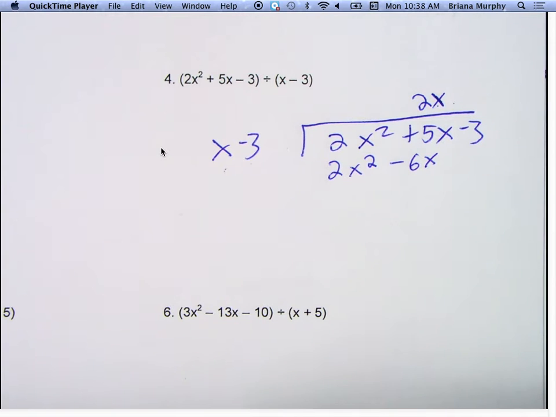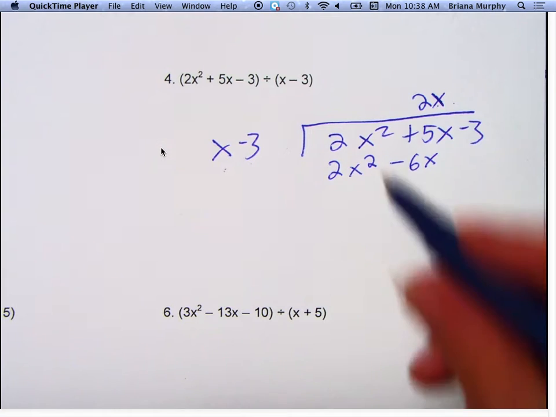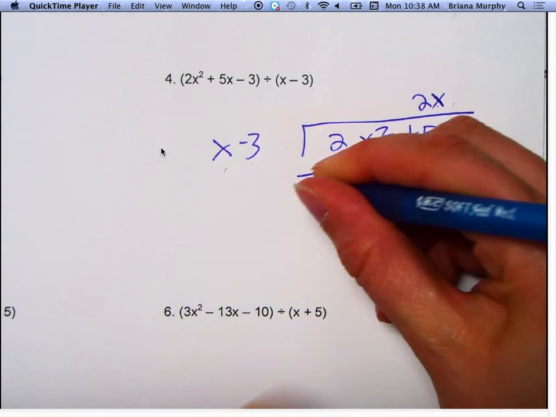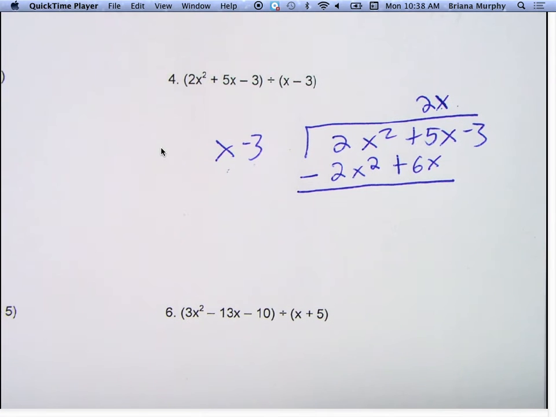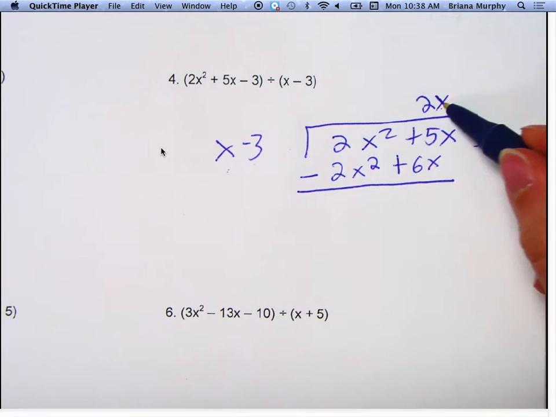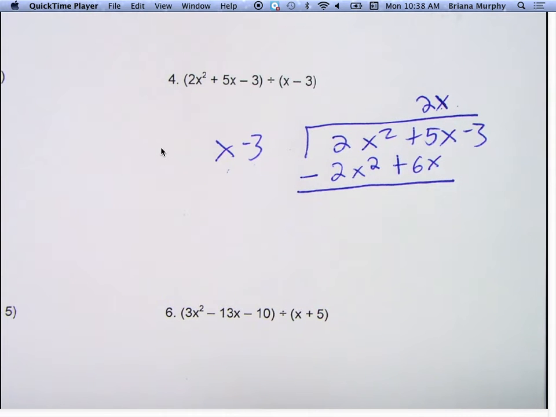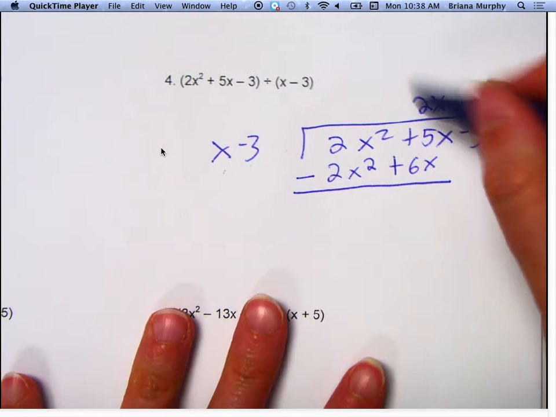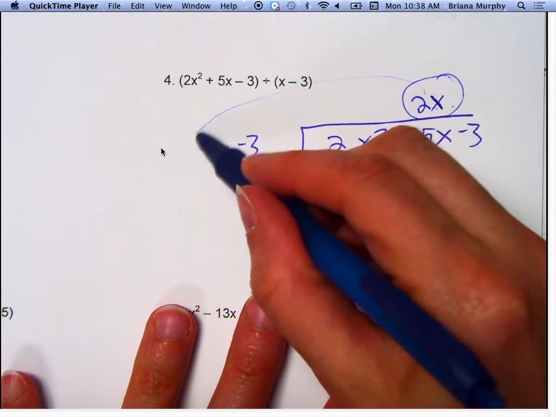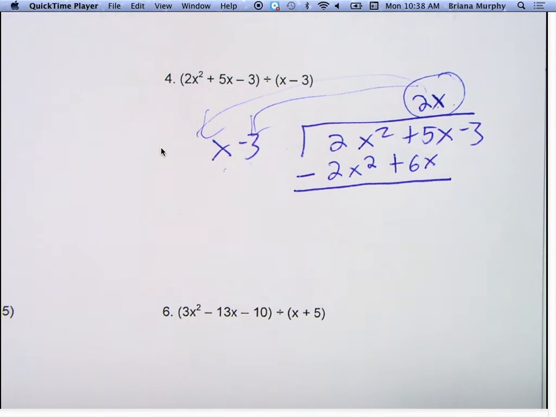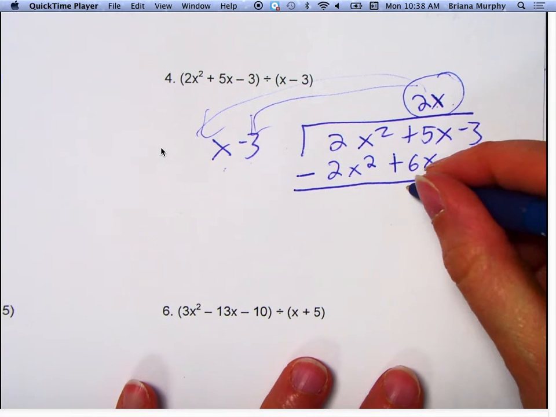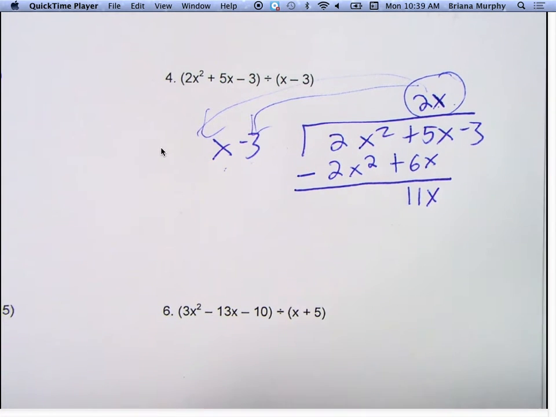Now remember, with long division, we now subtract. So I change all my signs, do it straight down. All I'm doing is taking this and distributing it, multiplying it by both of these. This gives me 11x. I'm going to bring down the negative 3.